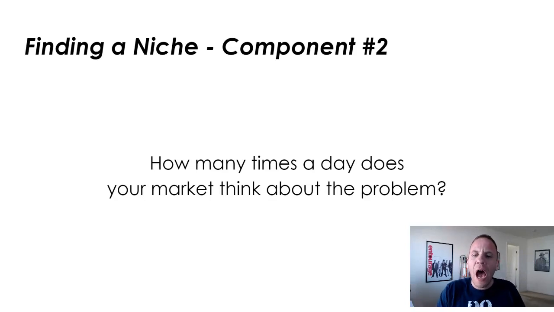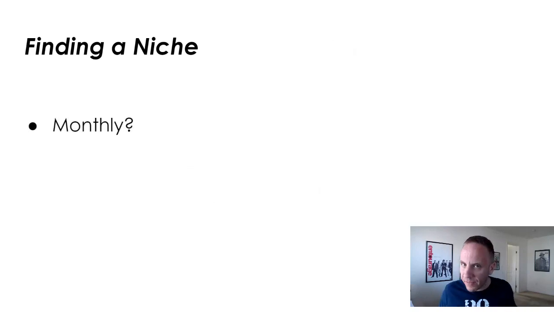Component number 2, how many times a day does your market think about the problem? This is a big one. How many times does your market think about the problem? Is it monthly? Is it like once a month they think about the problem, kind of just passing through? Maybe weekly. Weekly is going to be a little bit better. It's a constant reminder. They get, I got to solve this problem.